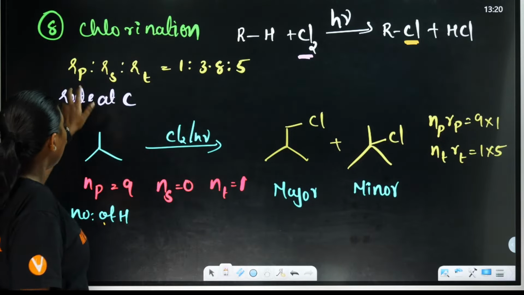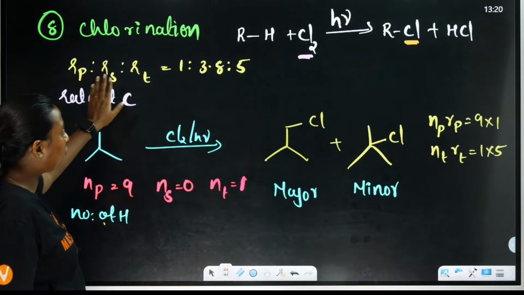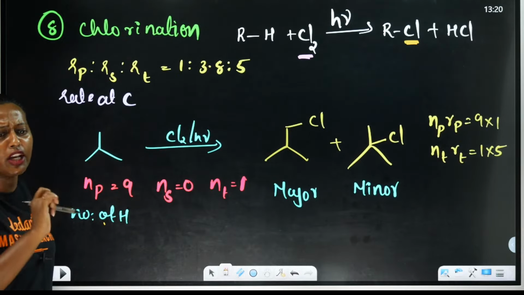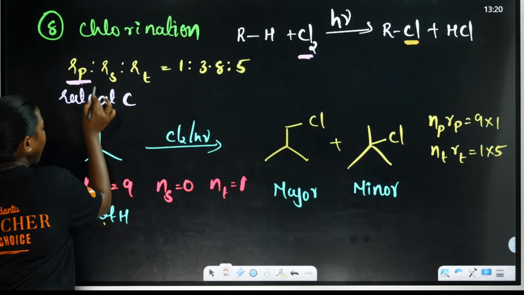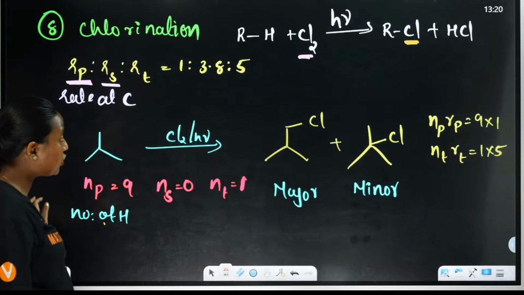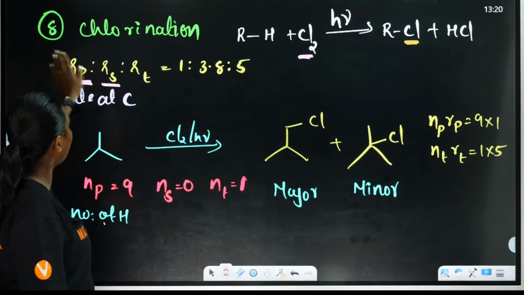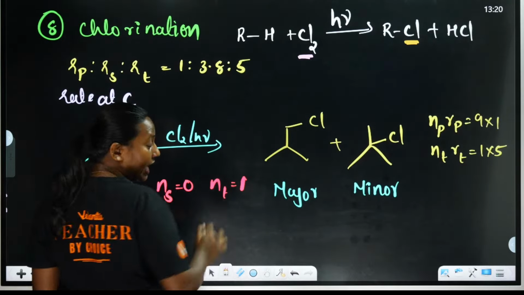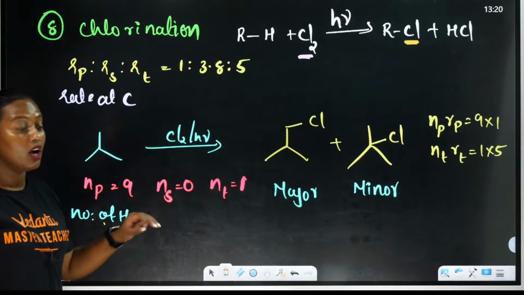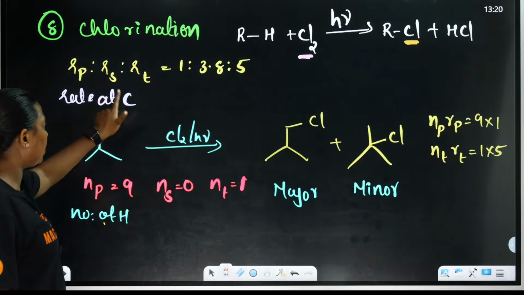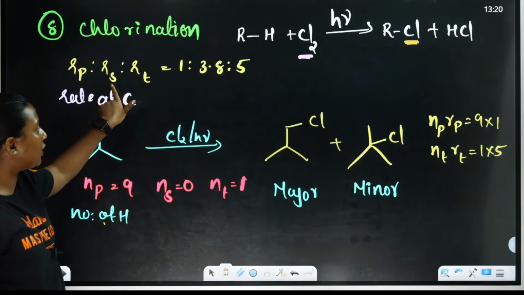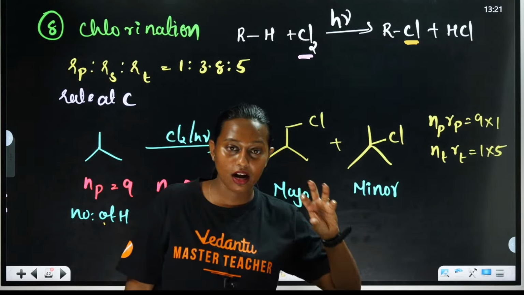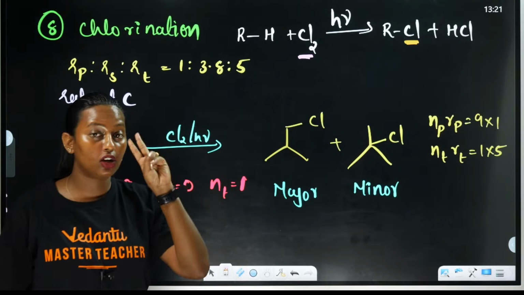Here the rate of primary, rate of secondary and rate of tertiary, listen carefully, this is very important. This is the ratio of the rates, the rate at the carbon. The rate of primary, secondary and tertiary is 1 : 3.8 : 5. Clear? It is very important in chlorination.